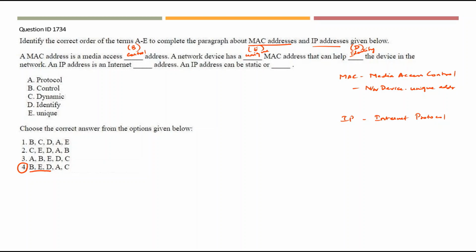Now, an IP address is an Internet Protocol address. Protocol is in A. An IP address can be static or obviously dynamic. So this is C. A, C. If you know what is MAC, Media Access Control, anything that starts instead of B is wrong. And if you have found Internet Protocol and dynamic, this A, C order, this one is also false.